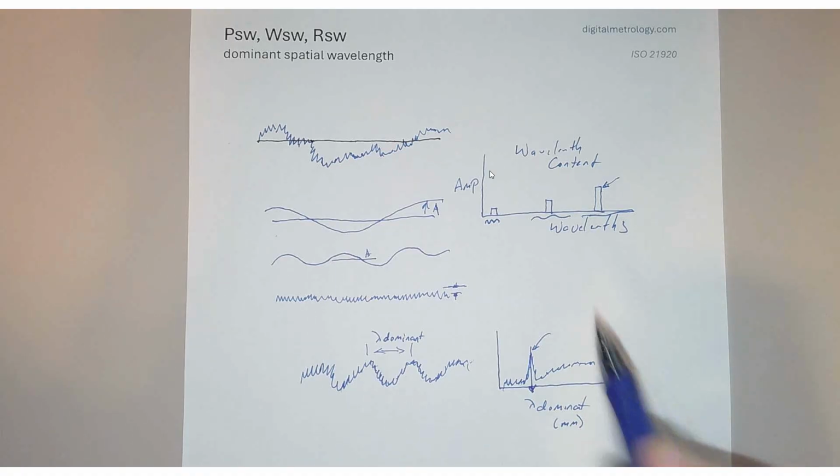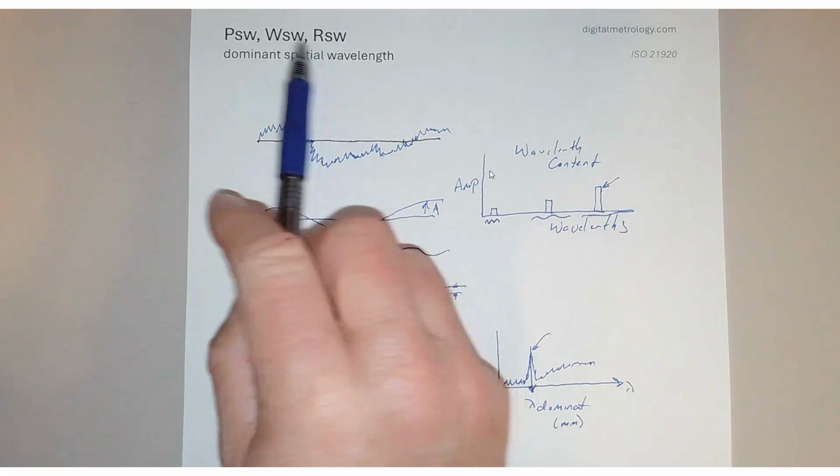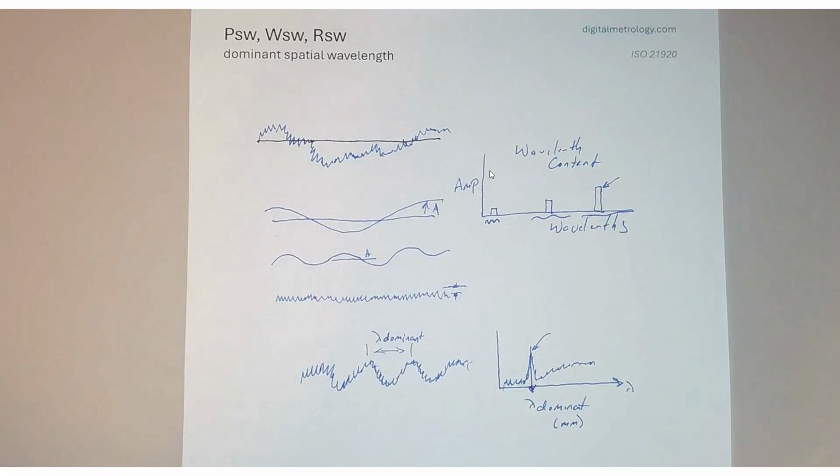And just remember to include all of the wavelengths you care about if you're choosing between roughness, waviness, or primary. Most commonly, primary is going to be your best tool.